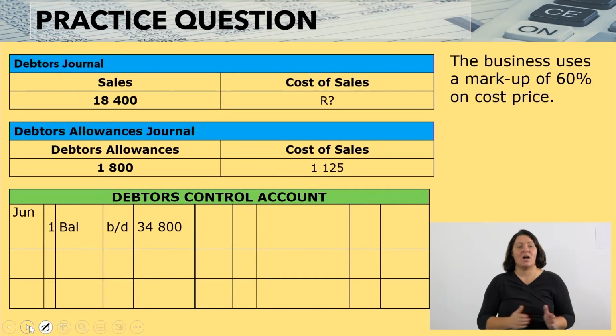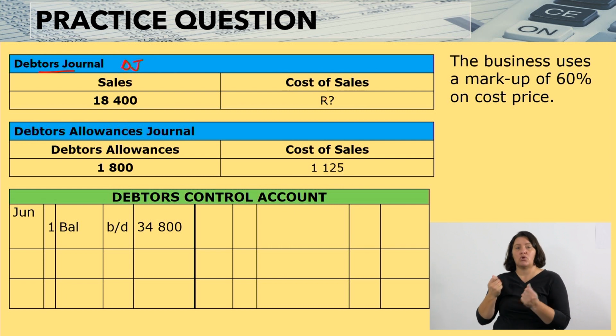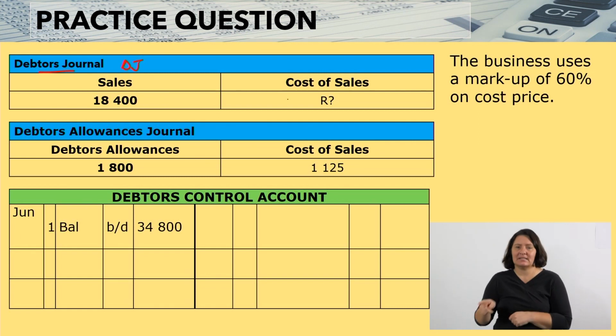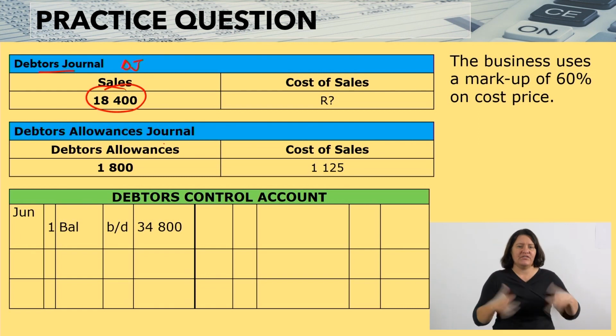Let's quickly go and see the next one. Here I have my debtors journal, the DJ. I have my sales, 18,400. I have my cost of sales. Do I need to calculate the cost of sales for this particular question? No. If I'm posting from my DJ, I do not need the cost of sales. I need the sales amount, and in this case, it's already given.